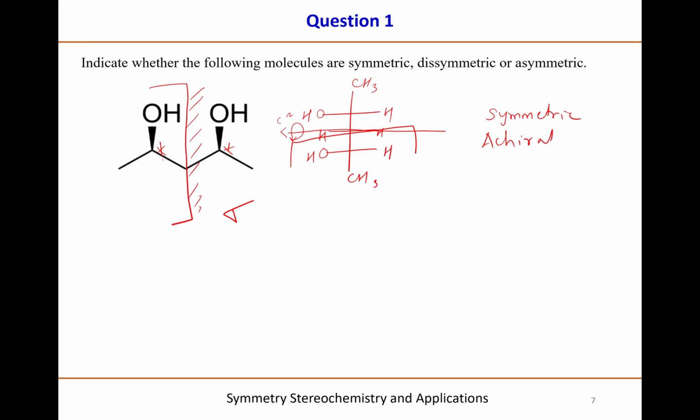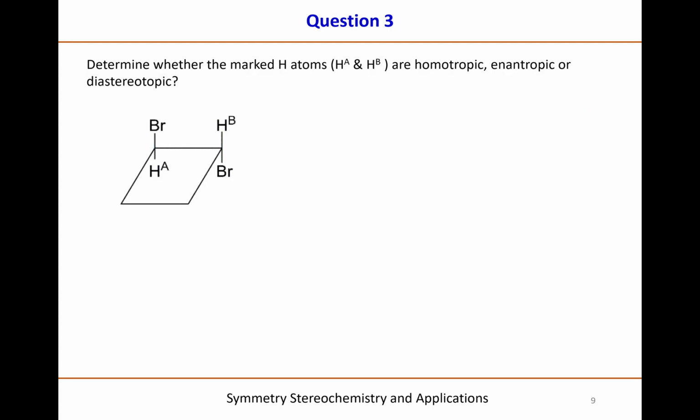Next question. Determine whether the marked H atoms HA and HB are homotopic, enantiotopic or diastereotopic. So here we have to find out the topicity of the hydrogen atom. How can we find out? Anyone?